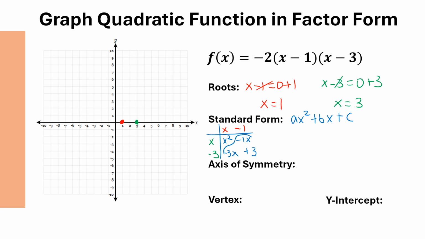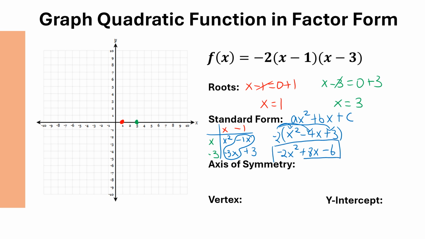And then you're going to combine like terms diagonally. So I have x squared minus 4x plus 3. And then don't forget to bring down the negative 2. So my last step is distribute everything by negative 2. So the final standard form is negative 2x squared plus 8x minus 6.